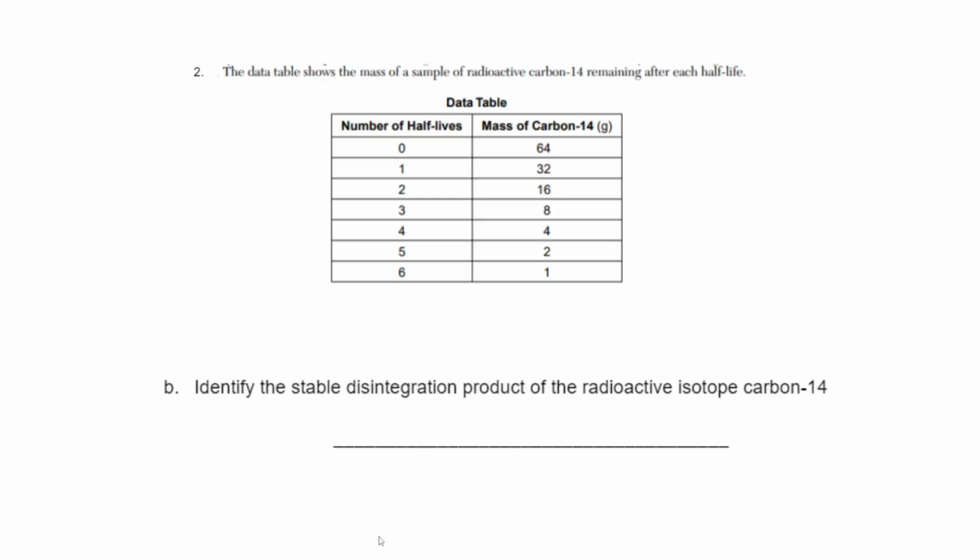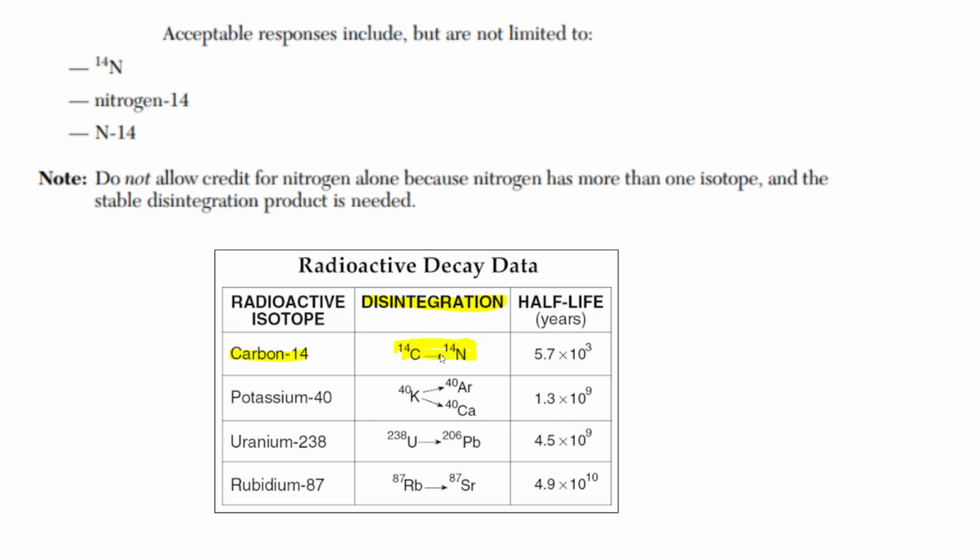Okay, so 2B is asking, identify the stable disintegration product of the radioactive isotope carbon 14. To find the stable disintegration product, all I need to do is go on my reference table page 1 chart, and I see that the disintegration product for carbon 14 is nitrogen 14. So your options for your answer are 14N, nitrogen 14, N-14. Please do not just write nitrogen, because nitrogen is a stable element. It's not an isotope.